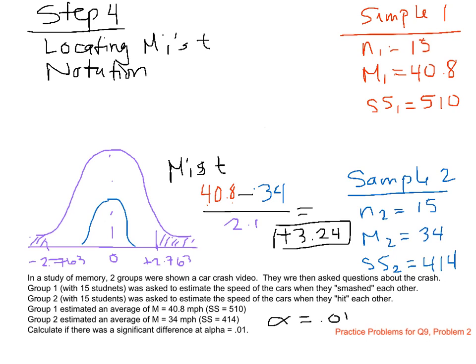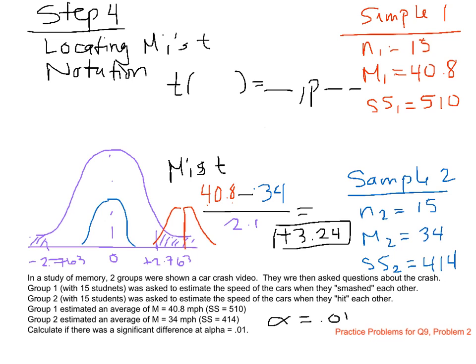Finally, step 4 involves locating M1's t and the notation. So I'm going to locate M1's t of 3.24, and I'm going to estimate it to be right here, positive 3.24. So this is where sample 1 is higher, which makes sense because sample 1 had a higher mean than sample 2, and it does fall, in fact, in the critical region.